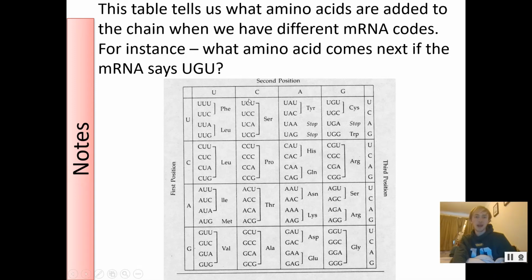So if on your mRNA it says UUU, on your codon, you will get phenylalanine. If it says UUC, you will also get phenylalanine. If it says UUA, you will get leucine. We'll talk more about that in a second. What I would like you to do, just have a glance at this, make sure you can follow this table. What amino acid would you get if your codon on your mRNA was UGU?